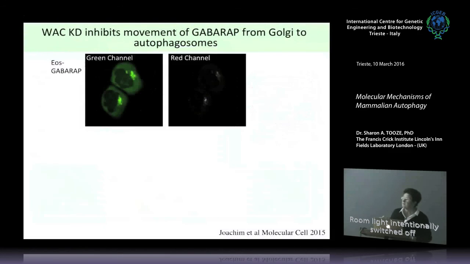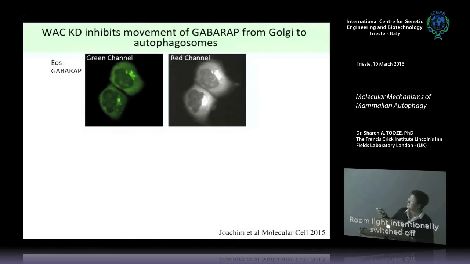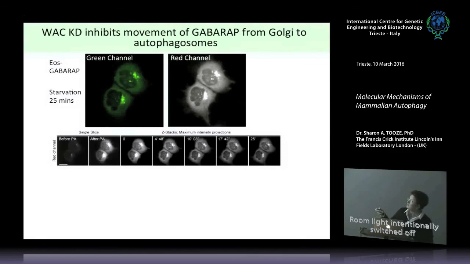Then we asked what happens with WAC knockdown. I showed you how all the GABArap goes from the centrosome to the Golgi when we knock down WAC. So Justin did the same thing. Here, the EOS GABArap is in a juxtanuclear compartment. He photoconverted by flashing the laser around the cell to activate this one and this one, and then did a time-lapse study. What you see over 20 minutes is that this GABArap protein doesn't move.